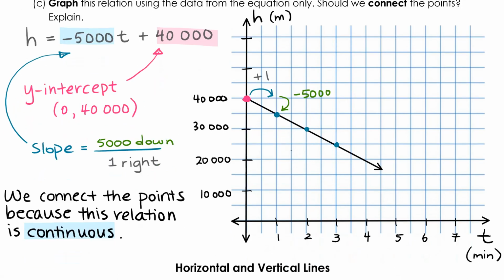And we do connect the points because this is a continuous relation. You can be 22,547.656 meters above the ground, and you can be 4.557 minutes into your fall. There are in-between values for both quantities.